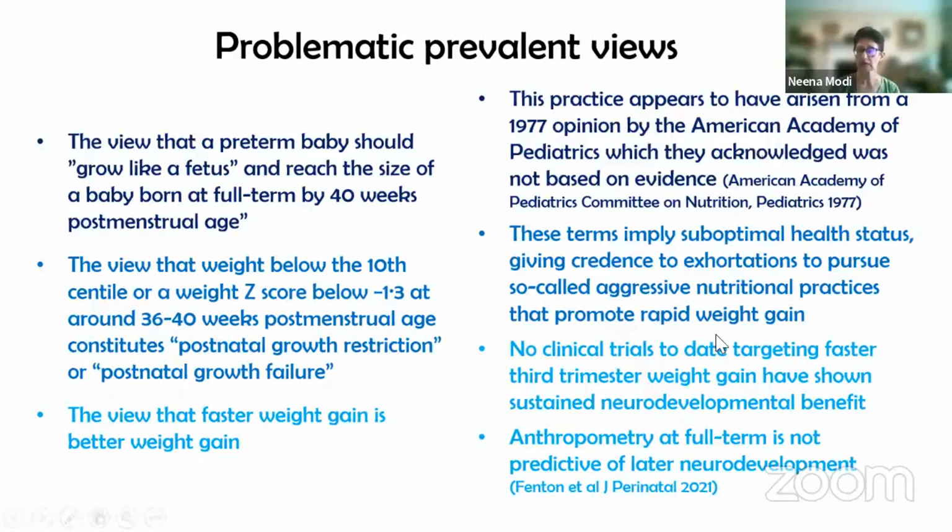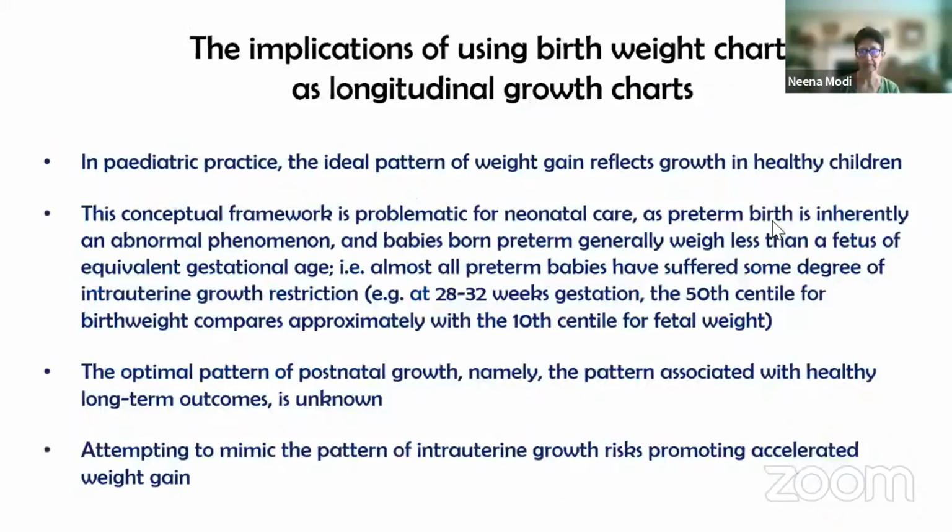I will also remind you that there has not been a single clinical trial to date that has deliberately targeted more rapid third trimester weight gain and shown a sustained benefit for neurodevelopment. And Tanis Fenton and colleagues just last year published a very nice paper showing that anthropometry at full term in preterm babies is not predictive of later neurodevelopmental outcome. So I would challenge the view that in our preterm babies, faster weight gain is always better weight gain. I'm afraid that does not stand up to scrutiny.